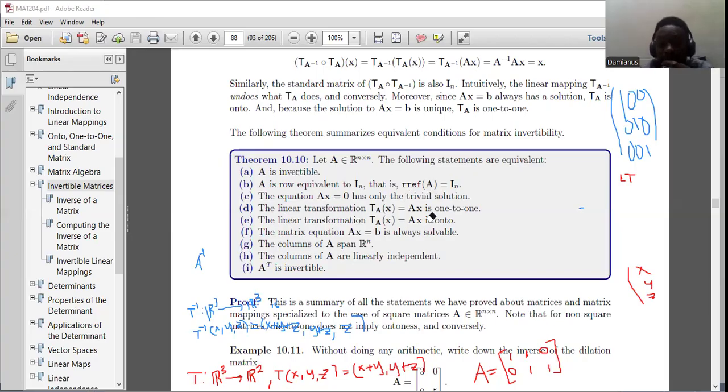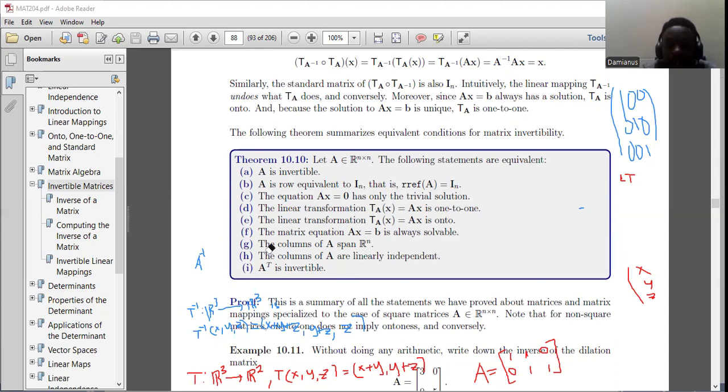This linear transformation, is it one-to-one? Now you need to check that. Is the linear transformation onto? Okay. So one of these is true. Which one? I want you to check. That's your homework, okay? Number 3, this equation is always solvable.